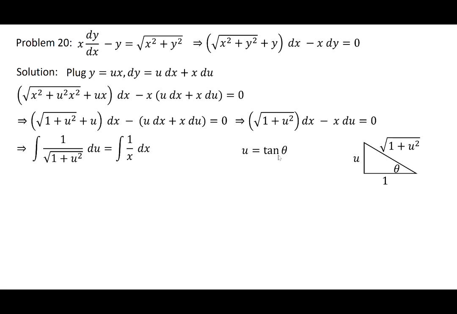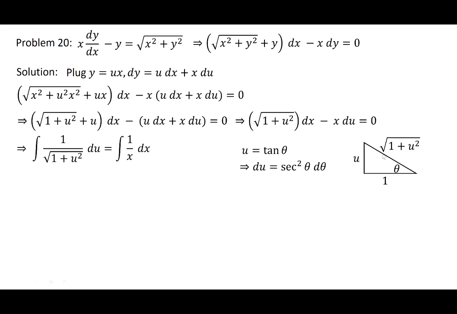And immediately figure out what du is. Du is secant square theta d theta. Cool. What did I do? I formed a ratio u over 1 and asked what trig function is that. And that turns out to be opposite over adjacent, tangent.